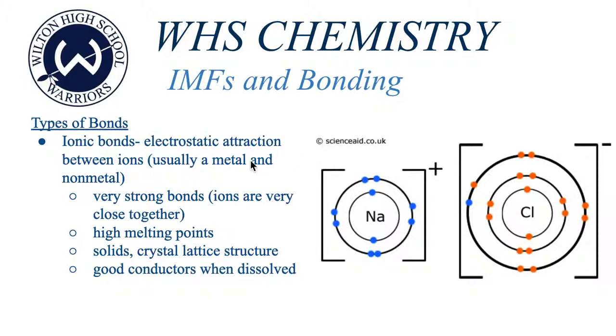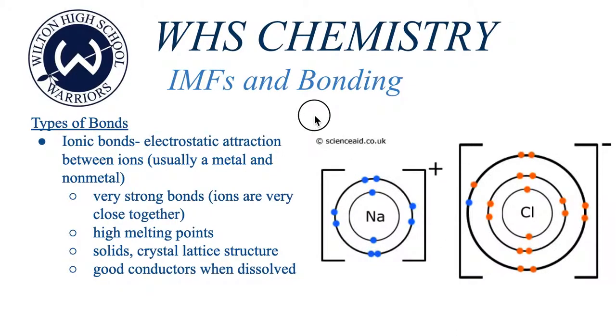So they're very strong bonds because the ions are close together because there's an electron transfer, and they have really high melting points because they're usually solids with a crystal lattice structure. They're also really good conductors when they're dissolved because there are freely floating ions.